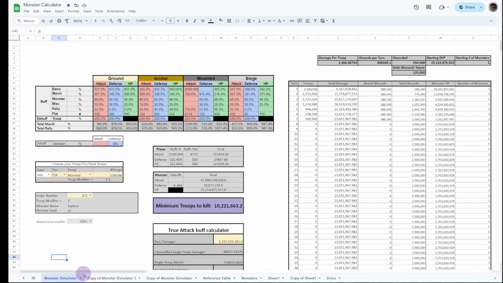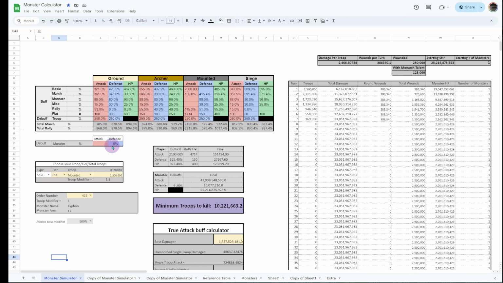That was troop defense. But what about monster defense? I went ahead and changed this to a more realistic scenario where you have tier 14 mounted, about 2.5 million of them against a big monster. Probably too big, but it's a typhoon. We have 2,100% mounted attack buff right now. And when it comes down to here, you'll see that you need 10 million troops to take out a typhoon in one hit without any wounds. And right now, this player would not be able to defeat that typhoon. All of their troops would be gone.